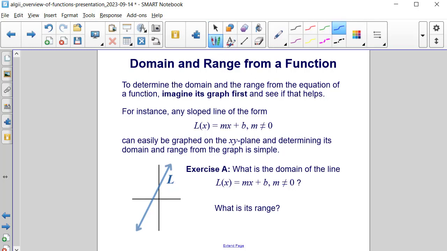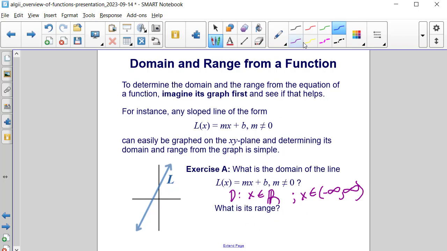Well, the domain, if we look at the graph that's shown here to the left, there are no restrictions on how far left or right we go. So the domain, you can write it as x is contained in the all real number set, or if you like the bracket notation, you could also write it as x is contained in the set of real numbers from negative infinity to positive infinity.